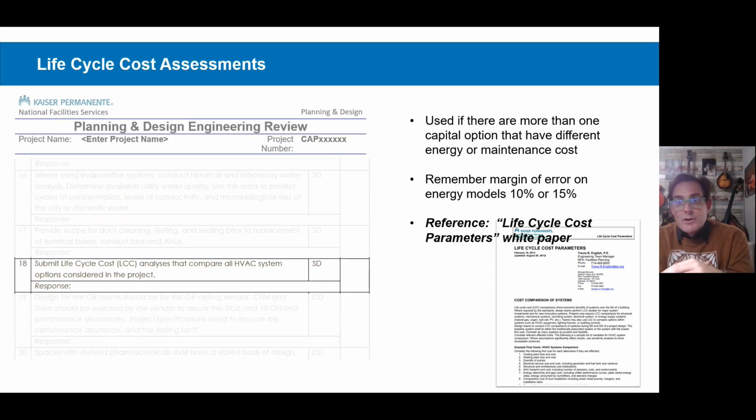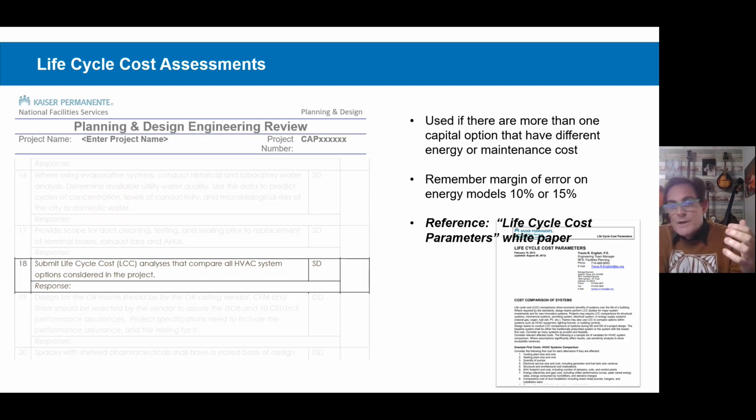Please remember that the margin of error on energy calculations or energy modeling is not 0. We have our life cycle cost parameters white paper, and it talks about that rounding for a calibrated energy model. We accept 10% rounding. Otherwise, it's 15%. So if you have 3 options and the energy use of all 3 options are within 10%, then you can quickly summarize that life cycle cost, and it is really at that point a first cost analysis.